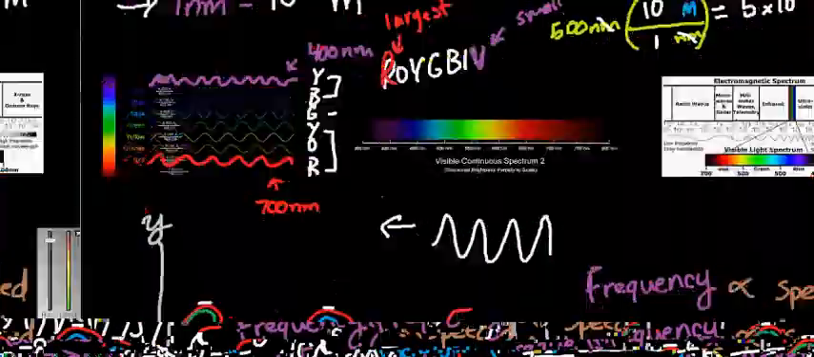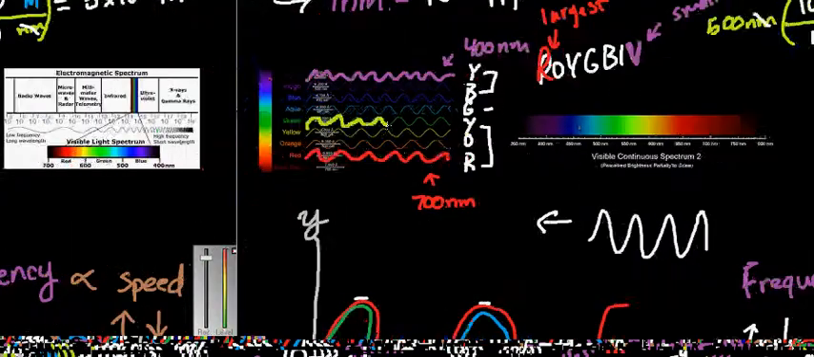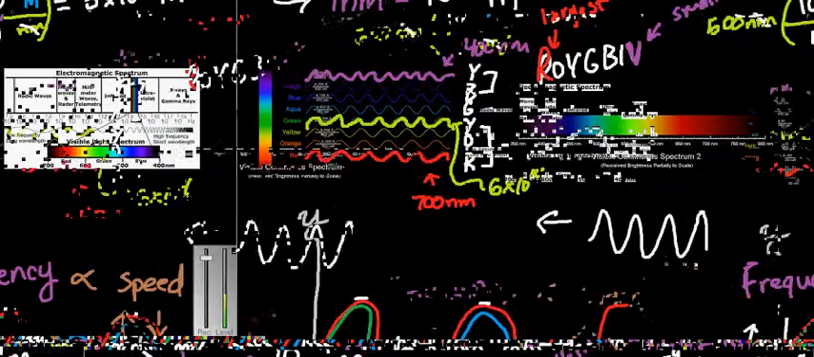Okay, so let's see. This wavelength, the green one that we just did, which is kind of right about here, has a frequency of 6 times 10 to the 14th hertz.